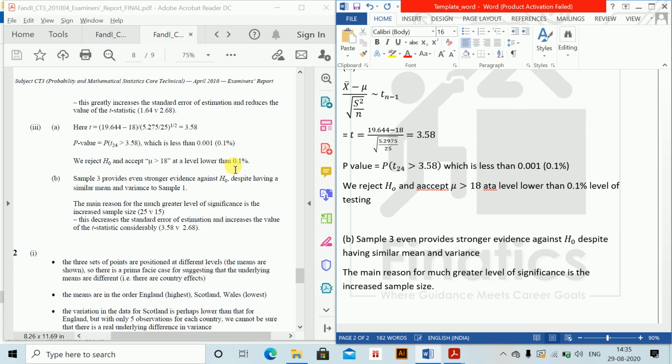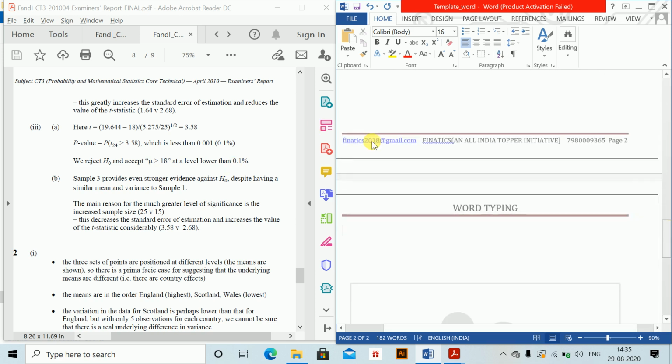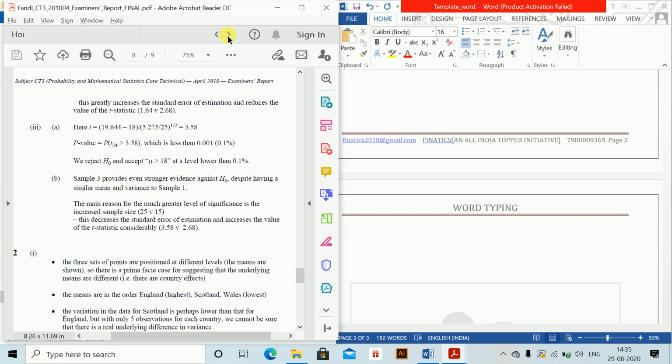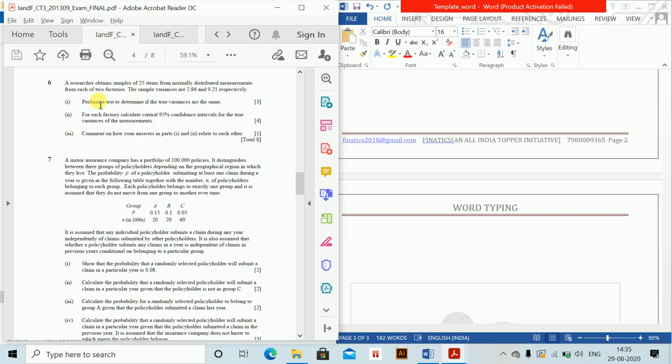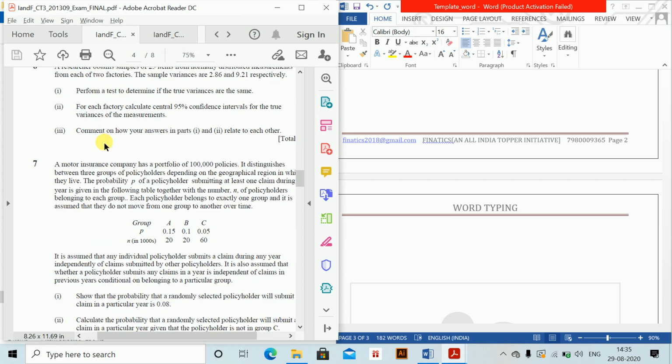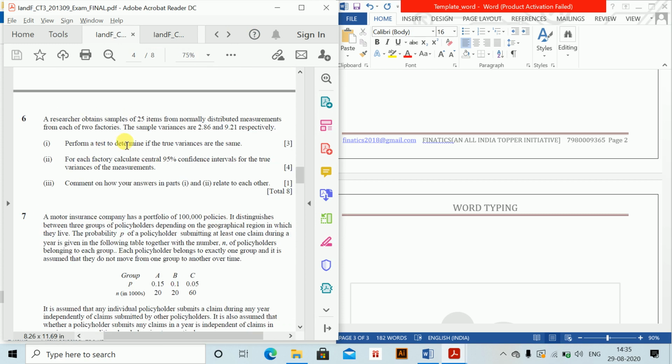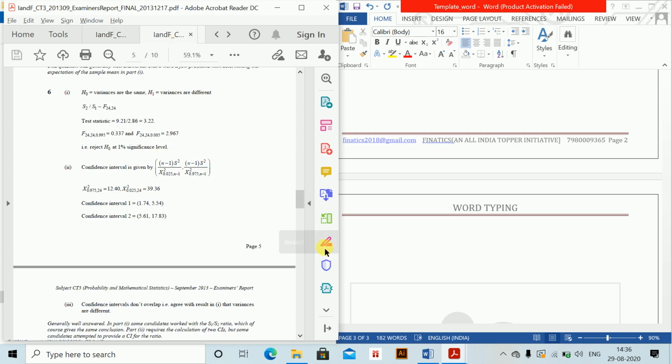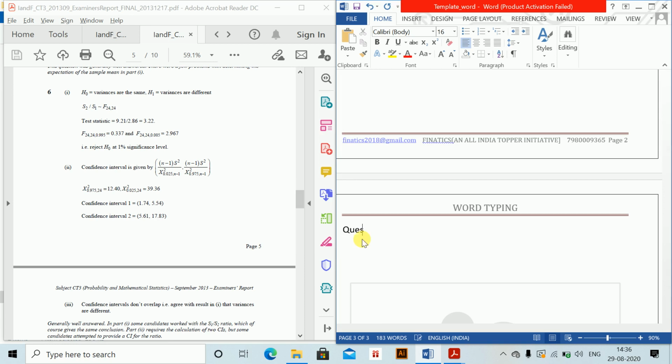Coming to next question, which is again a past year question which I have taken. So a researcher obtains 25 items from normally distributed measurements from 2 factories. Sample variances are 2.86 and 9.21 respectively. Perform a test to determine if the true variances are the same for each factory. Calculate the 95% confidence intervals for the true variances of the measurement and comment on how your answer leads to part 1. So again, first write question 2, coming down.